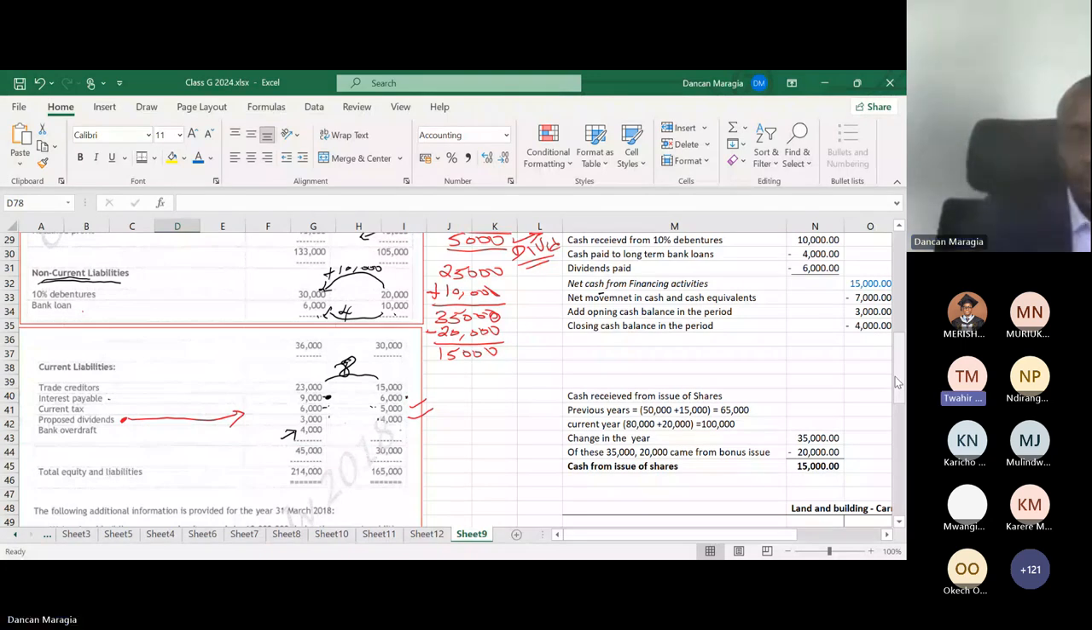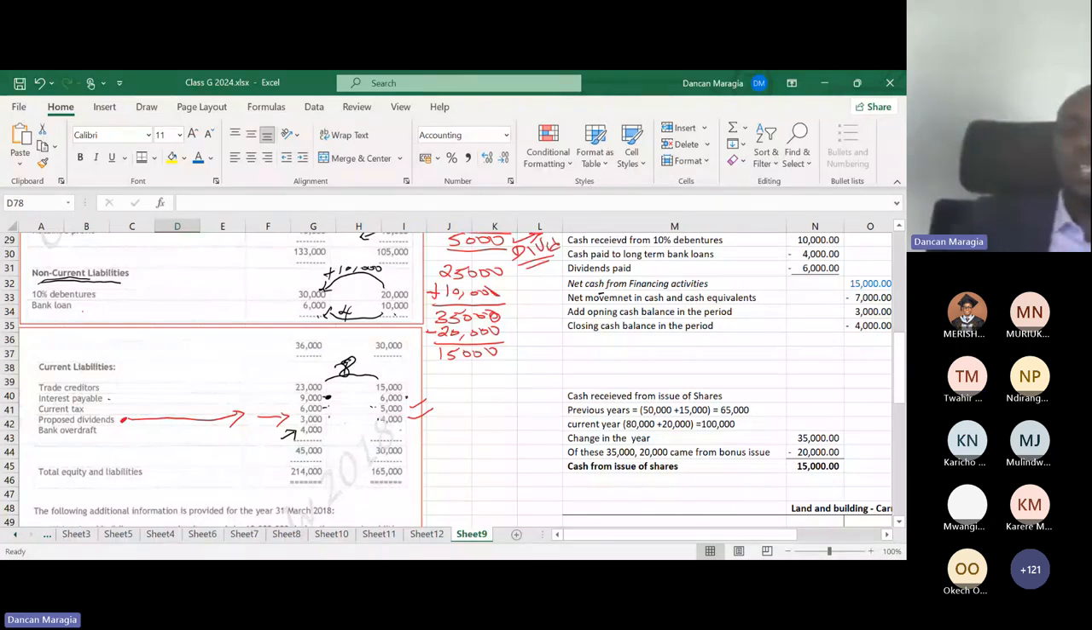But Mwalimu, it is written proposed, so that's what was confusing me. It doesn't say paid dividends, it says proposed, like as if it's a provision. Yes, you see, if you say paid, then it's not a liability. Ah, okay, so it's an accrual.